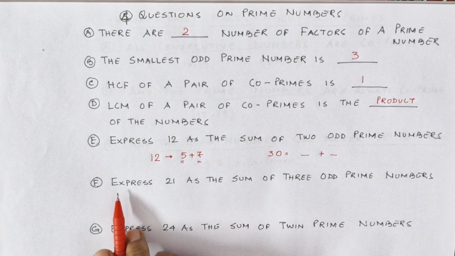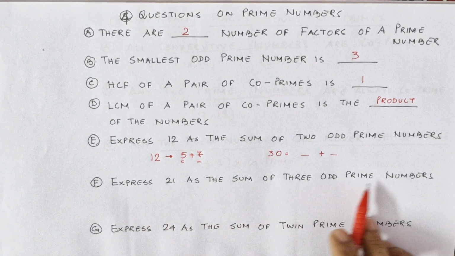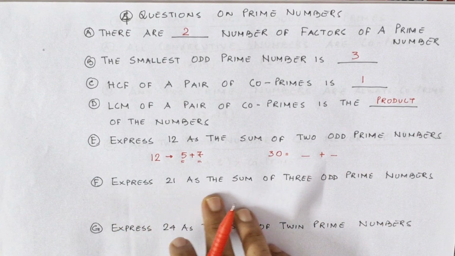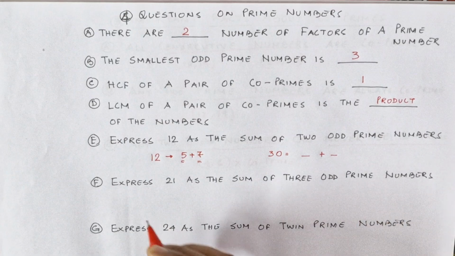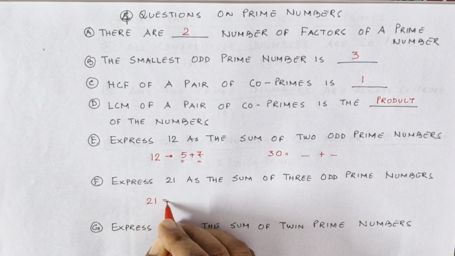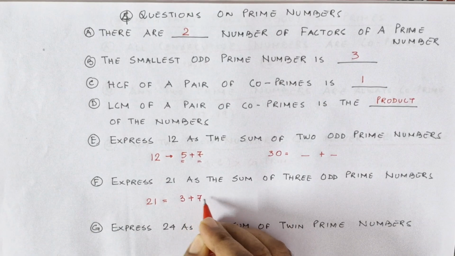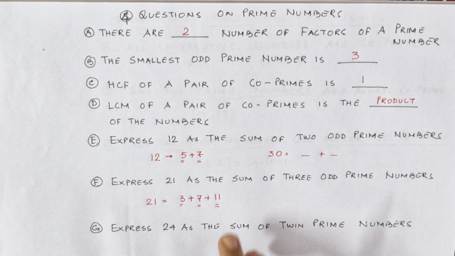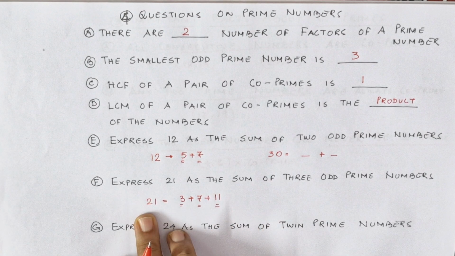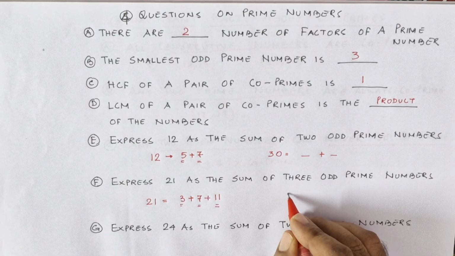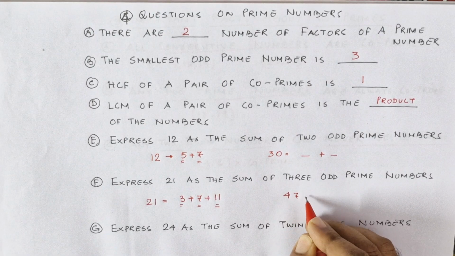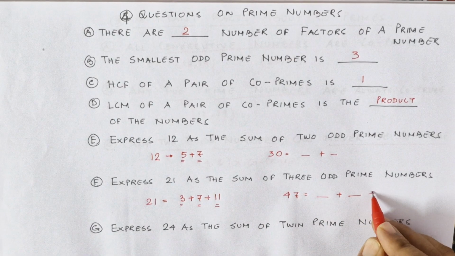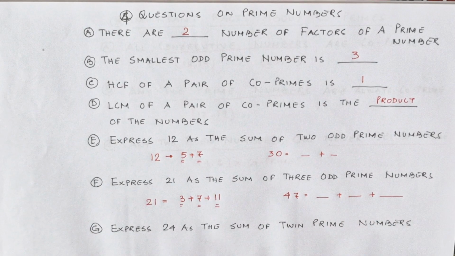You might face another type of question like express 21 as the sum of three odd prime numbers. So in the earlier question you got two odd prime numbers. Now express 21 as the sum of three odd prime numbers. So let's see. 21 is equal to 3 plus 7 plus 11. So these are all odd prime numbers. So summation of 3 odd prime numbers leads you to 21. I'll give another question to you: can you express 47 as the sum of 3 odd prime numbers? If you know, write the answer in the comment box.